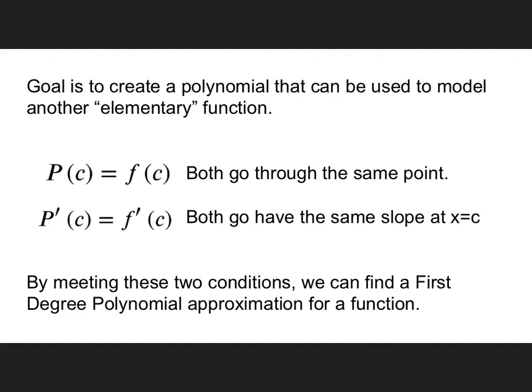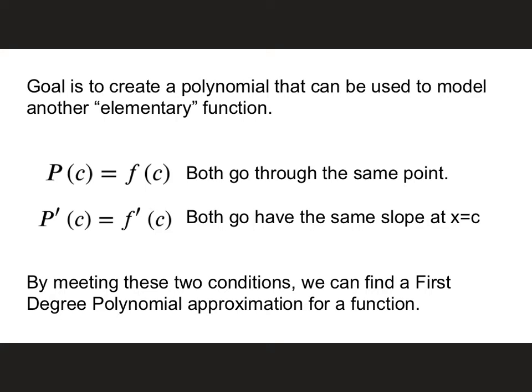So our goal with a Taylor polynomial and approximation is to create a polynomial that is used to model a different elementary function. What we're talking about is a very basic function that is not a polynomial, like the natural log of x, or e to the x, or sine of x. These are elementary functions. And our goal is to create a polynomial that can be used to model one of these functions, because if you think about it, a polynomial can have as many terms as we want and have a degree of whatever we want. So we could really create a polynomial that could come very close to another elementary function.